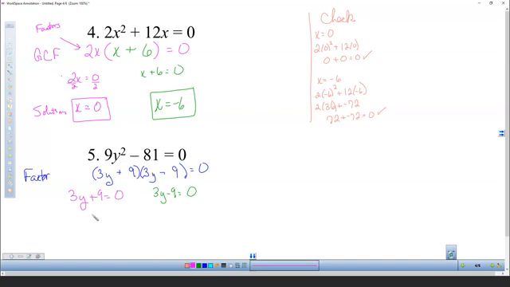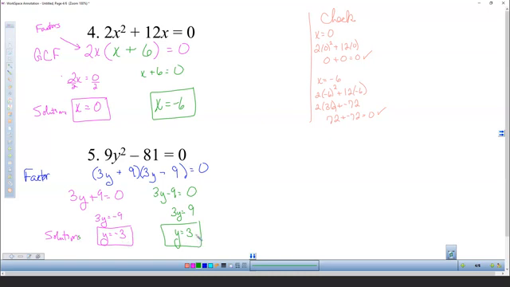When I solve the first one, I get 3y is equal to negative 9. Dividing both sides by 3, I get y is equal to negative 3. One solution. There's solution number 1. And then the second one, I'm going to add 9 to both sides. So I get 3y is equal to positive 9. Dividing both sides by 3, I get y is equal to 3. So these are my two solutions: y is equal to negative 3 and y is equal to 3.